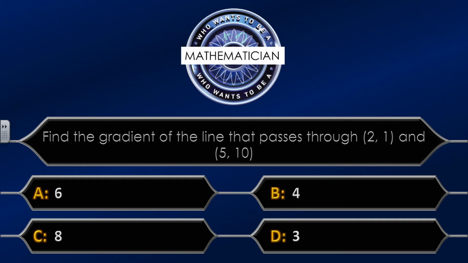Question 5. Find the gradient of the line that passes through (2, 1) and (5, 10). Again, the four possible answers are A equals 6, B equals 4, C equals 8, and D equals 3. I'm going to give you 20 seconds, this is a tough one, to answer this question.